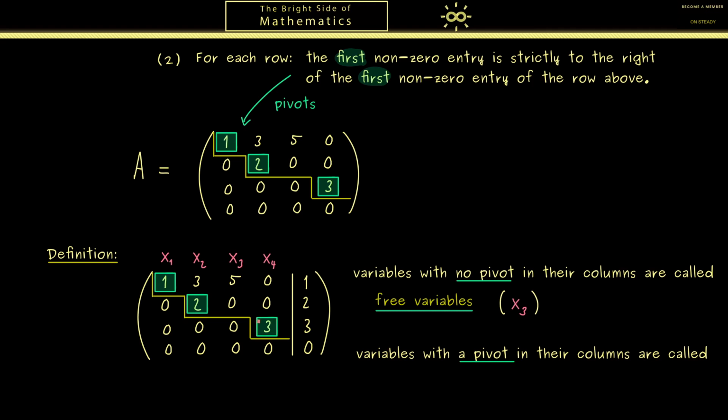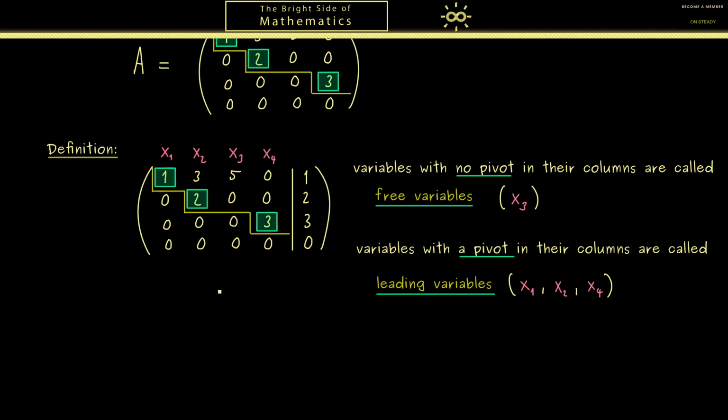However, they also get a special name, namely the variables are called leading variables. So they are leading and also dependent on the free variables, as we will see soon. So for our example here, this would be x1, x2 and x4. And then our goal would be to rewrite all the leading variables as functions depending on the free variables. Indeed, by doing that, we get the whole set of solutions for the system.